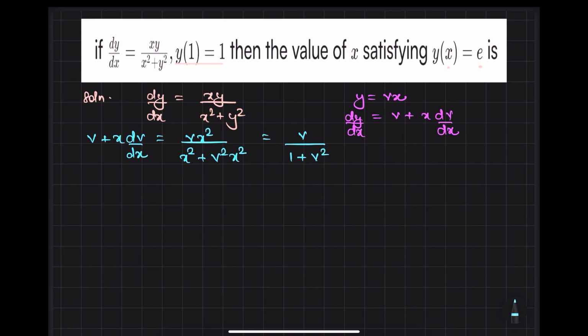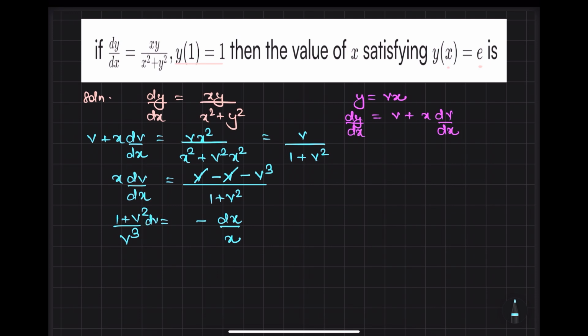Now we will apply the variable separable method, meaning we will send this v to that side. So we are left with x dv by dx is equal to v by 1 plus v square, and then minus v. So we will take the LCM, minus v will become minus v into 1 plus v square, and then minus v cube. So this thing is gone. Now look at this, what will happen. We will segregate each of them. So we got 1 plus v square by v cube dv is equal to minus dx by x. You can also write this as v power minus 3 plus 1 by v dv is equal to minus of dx by x.